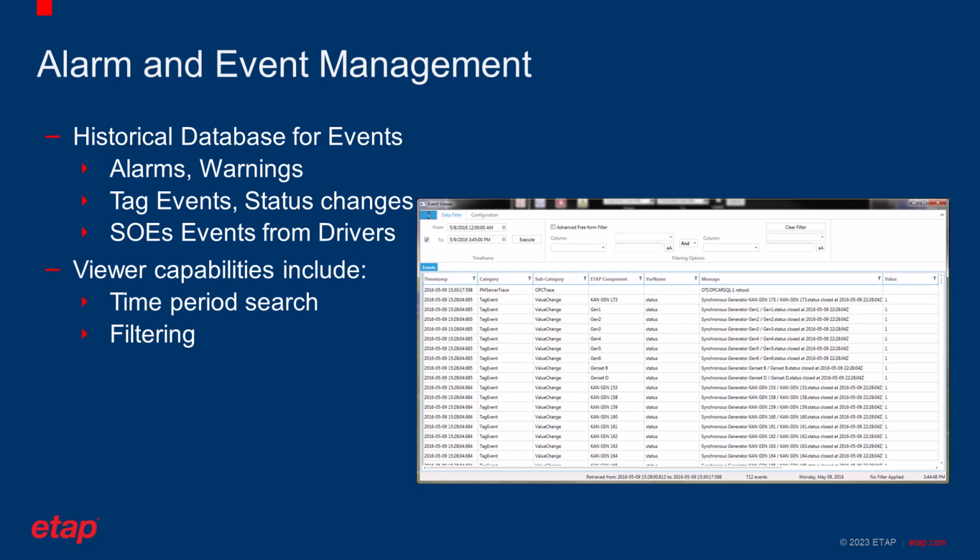Another application in the eSCADA solution is the alarm and event management. This allows us to look at the historical information of the eSCADA solution. So it allows us to go back in history to look at alarms, warnings, events based on measurements, status changes, sequence of event data from the different communication drivers and devices. The viewer includes the capabilities of looking at specific time periods and filtering information as we need.